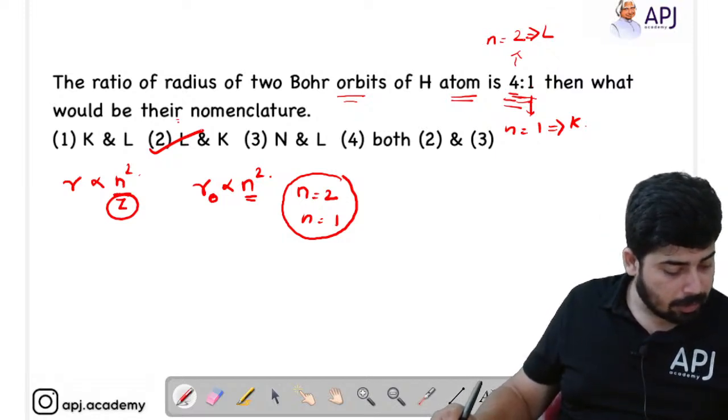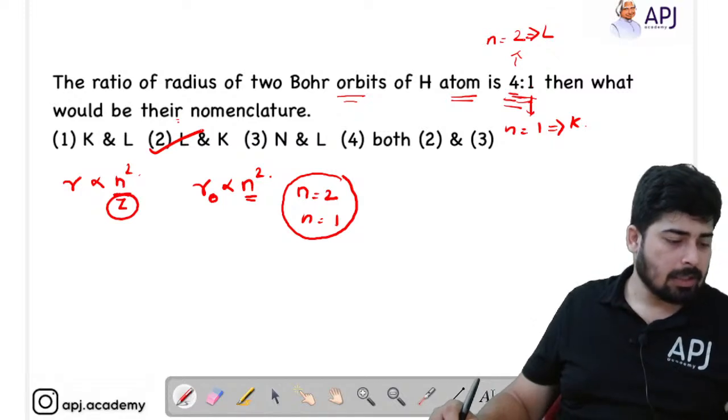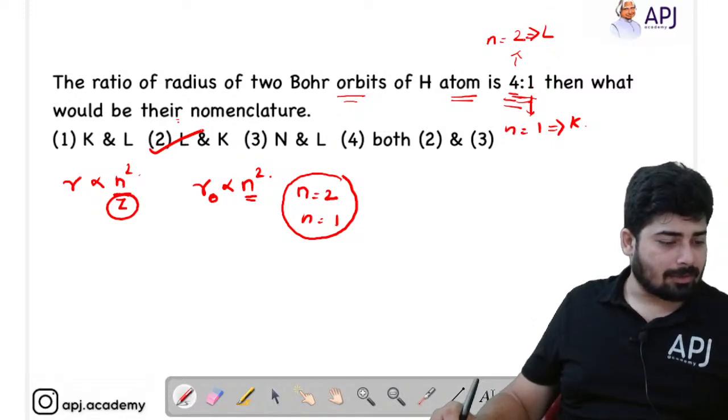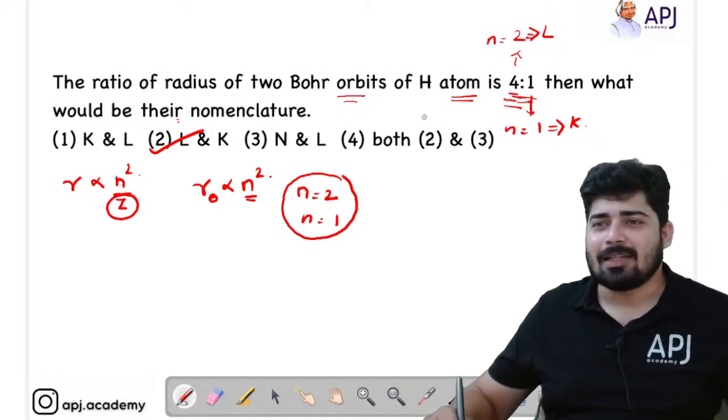Yes, I am just looking into your comments, if any comments are coming. Right. No comments till now. Okay. I hope Kundan Das has also left. Right. Okay. Now let's see the next one.